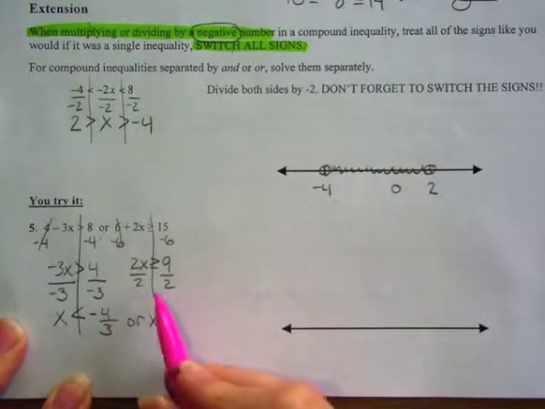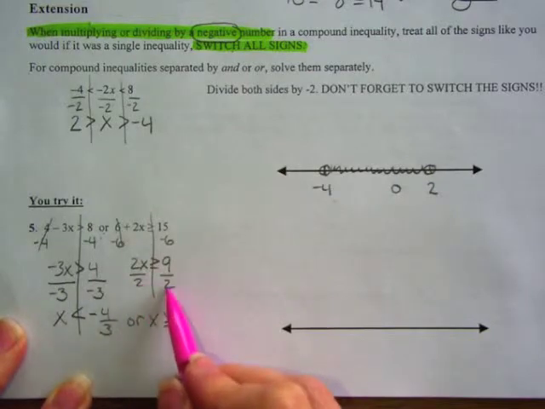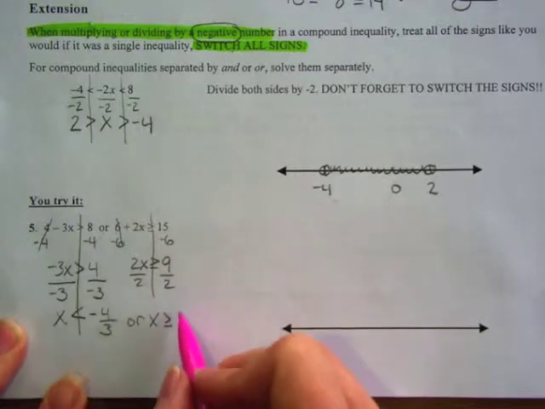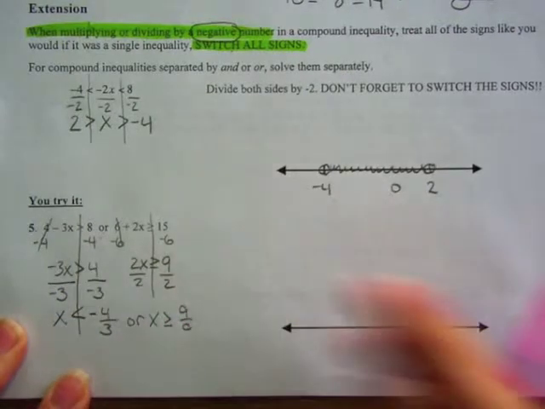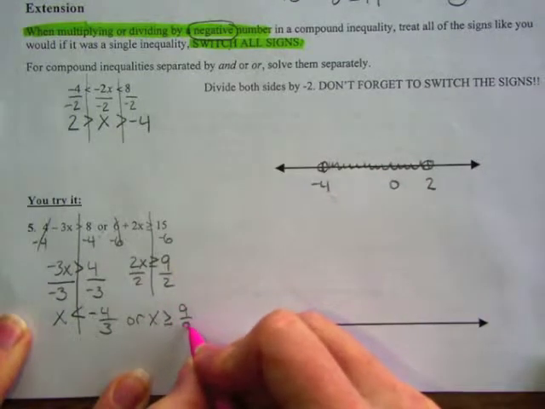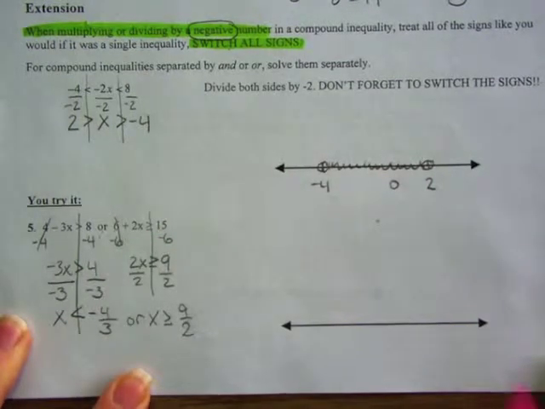Notice I'm not changing the sign this time. I divided by a positive 2. The sign is going to stay the same. And 9 divided by 2 is 9/2. Oops, I should have 2 there. Okay. Now, this is negative, this is positive.